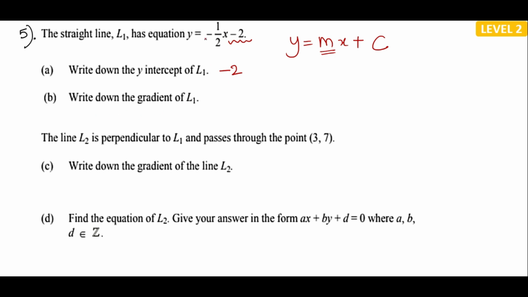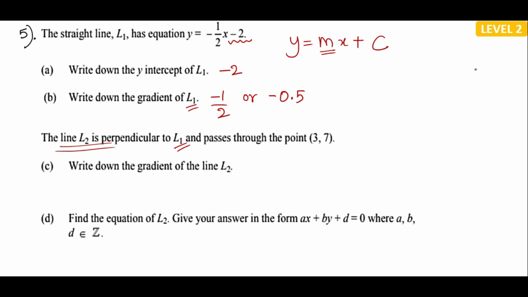And write down the gradient. The gradient is -1 over 2, or you can just write -0.5. The line L2 is perpendicular to L1. So we have the gradient and intercept for the line L1 here. Write out the gradient of line L2.